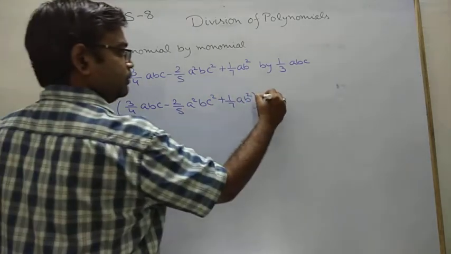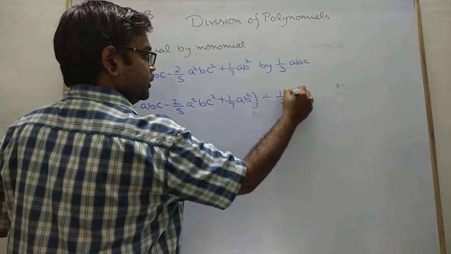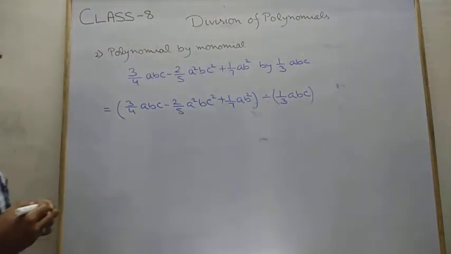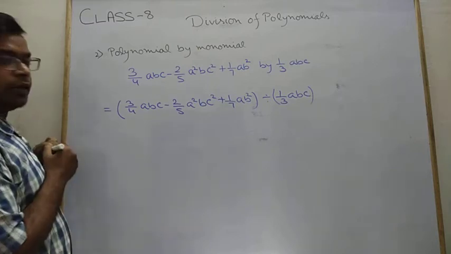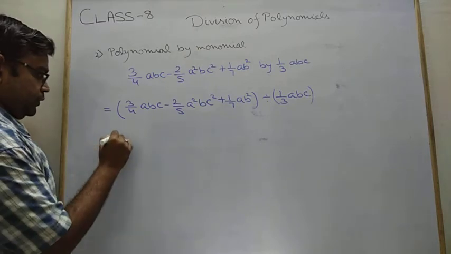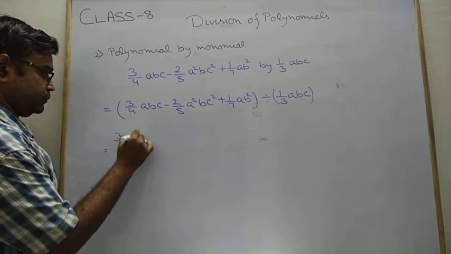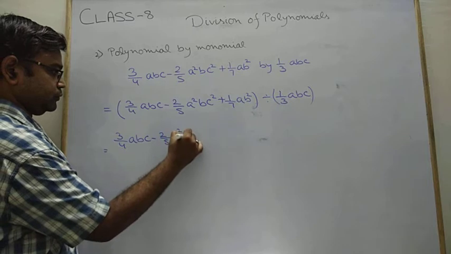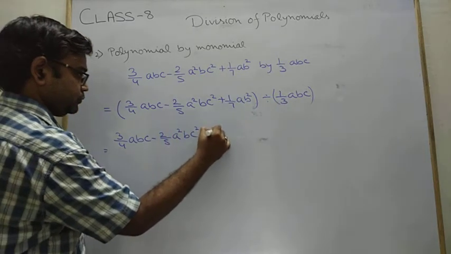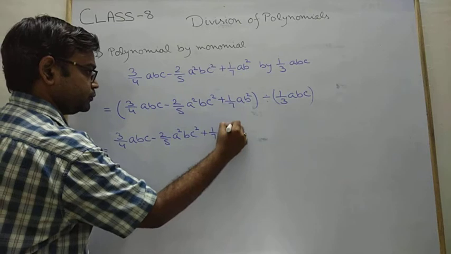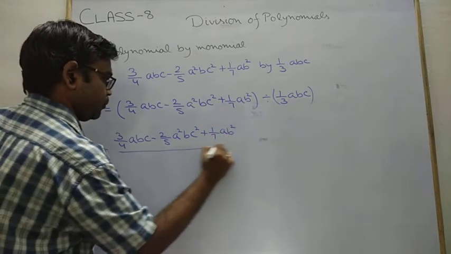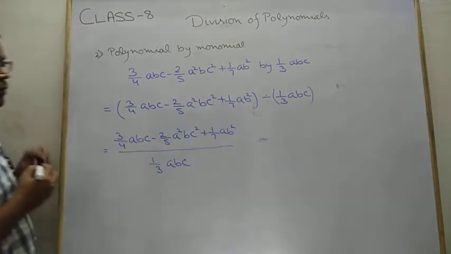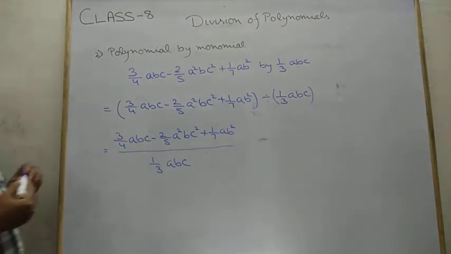This divided by 1 upon 3 a b c. Okay, you can use bracket. Clear? Now, how do we write in fraction form? 3 upon 4. I hope this thing is clear.